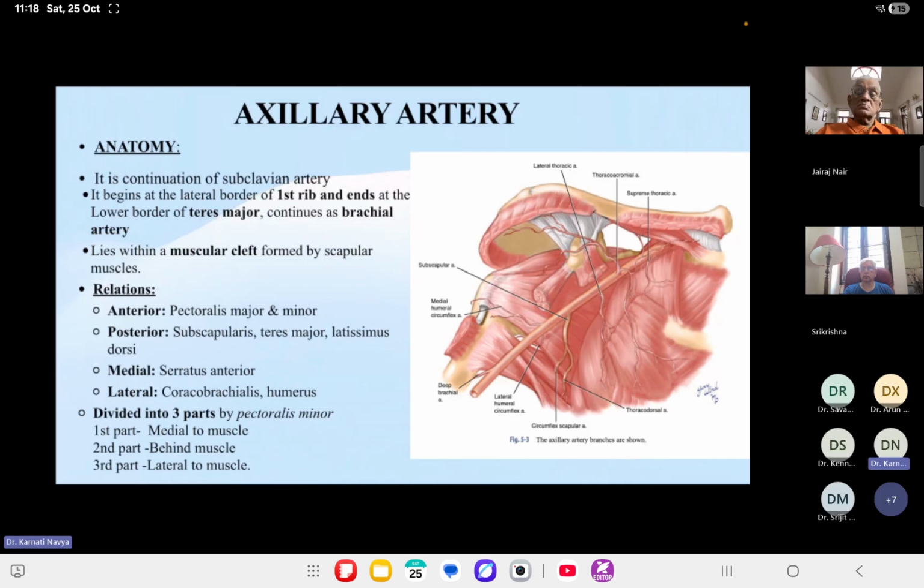Its relations are, anteriorly, the pectoralis major and minor muscles. Posteriorly, the subscapularis, teres major, and the latissimus dorsi. Medially, the serratus anterior, and laterally, the coracobrachialis and the humerus.